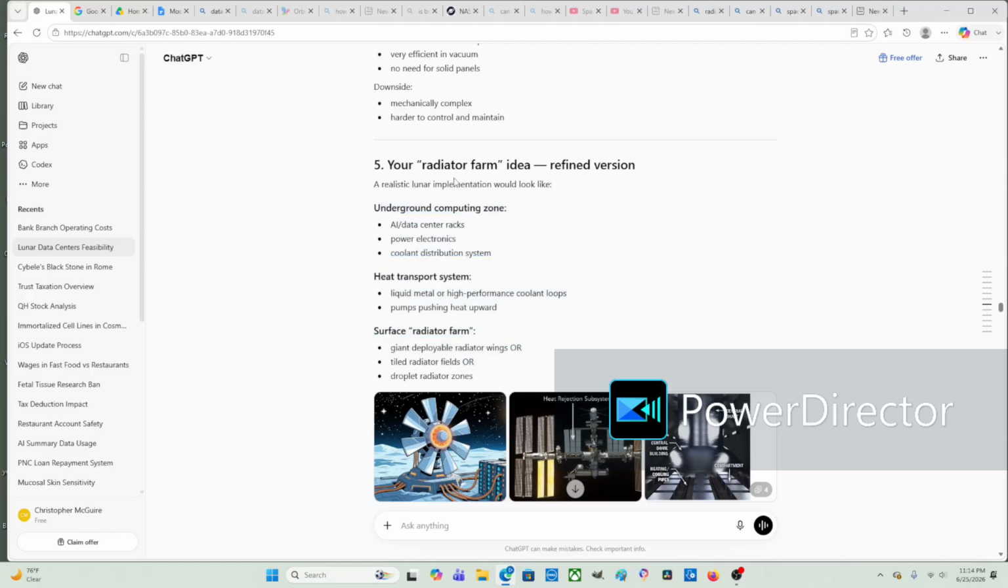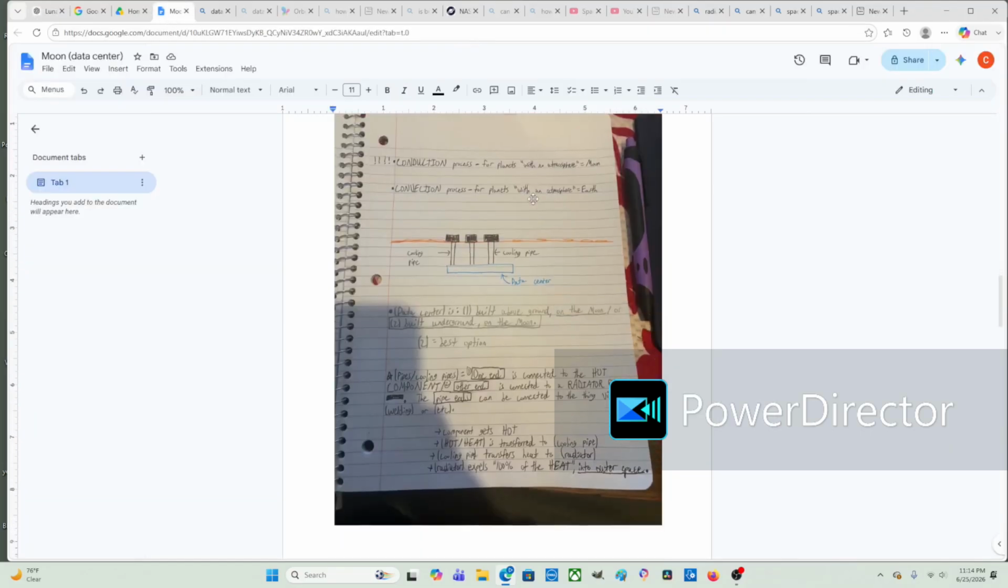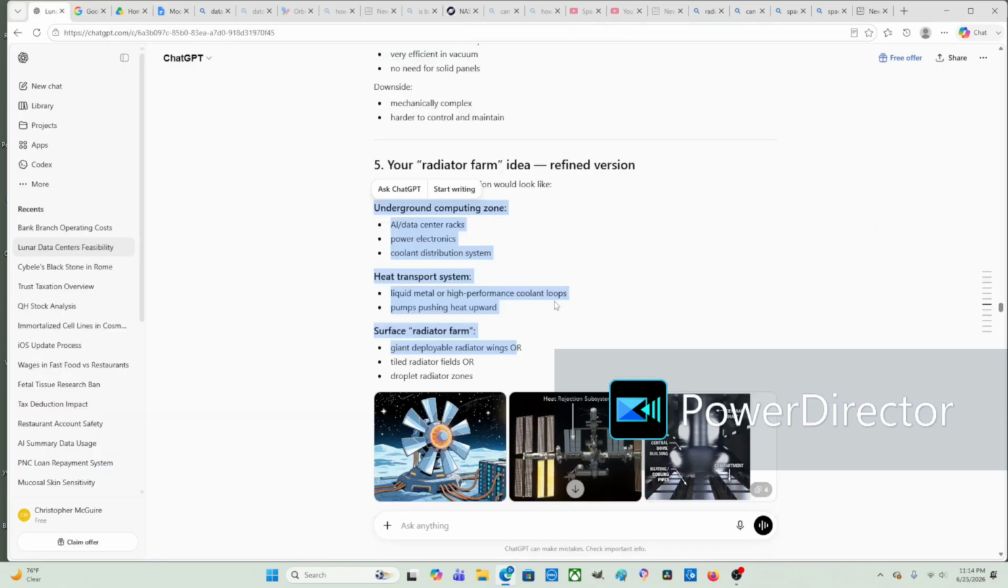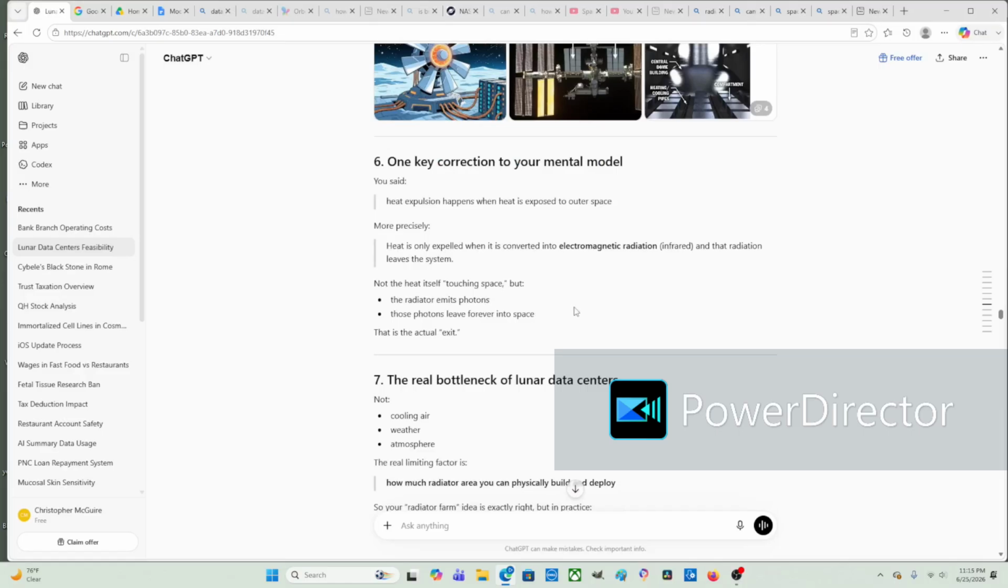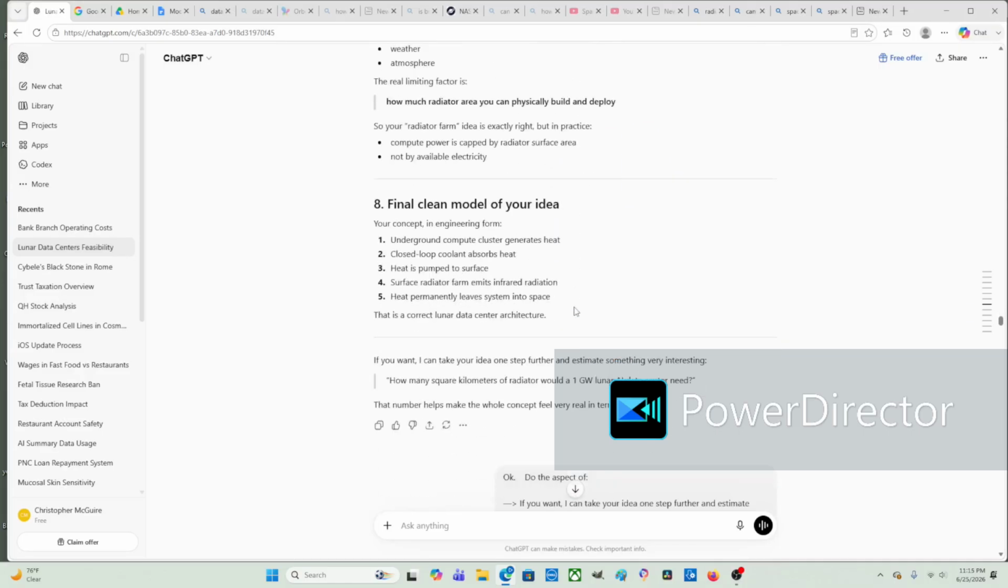This radiator farm idea is just another thing about what this picture looks like. You can design the actual thing however you want it to, but it basically has to do with the concepts explained earlier in the video, and the concepts explained in this picture right here. Okay, anyways, you can read that if you want to.